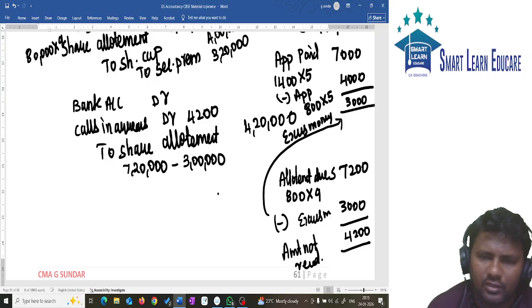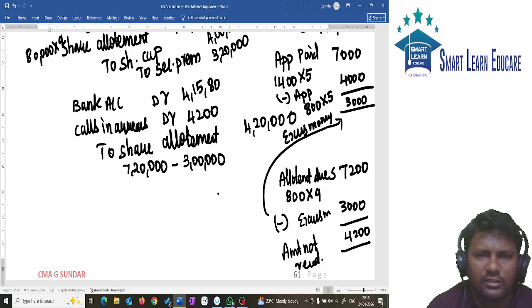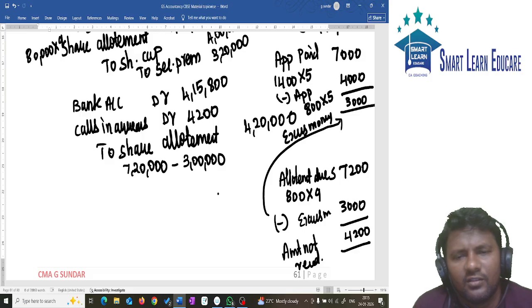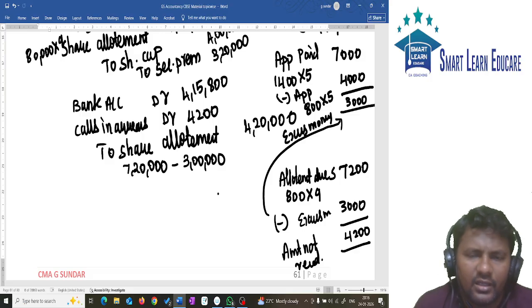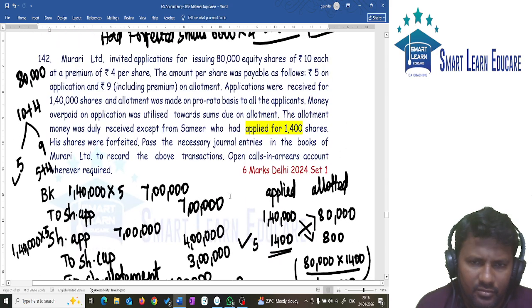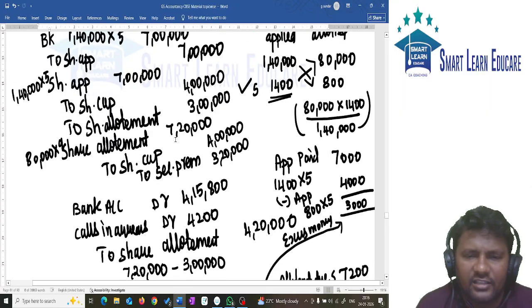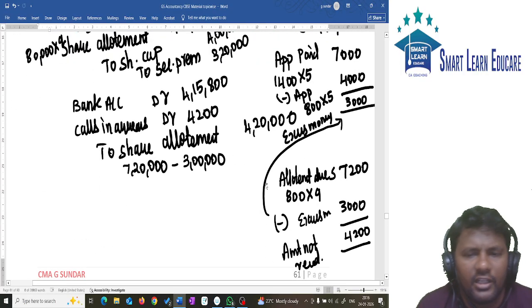So in this total of 4 lakh and 20,000, 4,200 is not received. 4 lakh 20,000 minus 4,200, so 4 lakhs and 15,800 is the money received. So this is the money received by the shareholder. Now what happened? His shares were also forfeited.